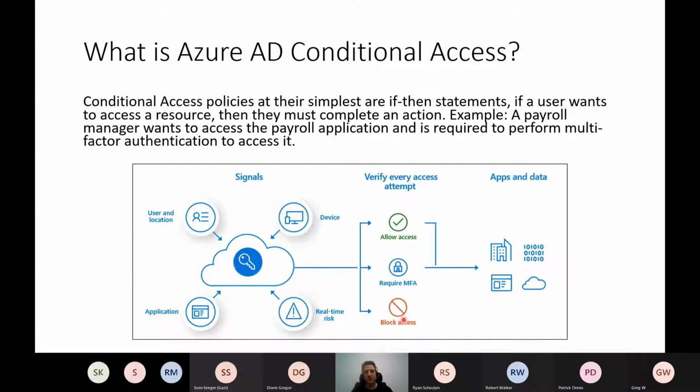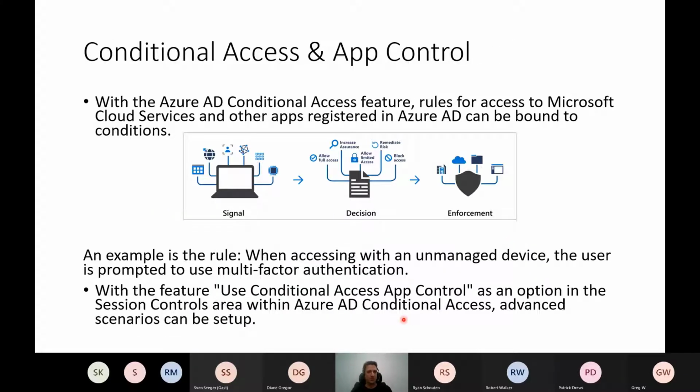And this rule set can be combined with a redirect to Cloud App Security. So in this scenario, Cloud App Security is used as a proxy. And this is this scenario, a combination of these two features. With this, we can, for example, set up policies like when a user accesses your environment with an unmanaged device, the user is prompted for multi-factor authentication.